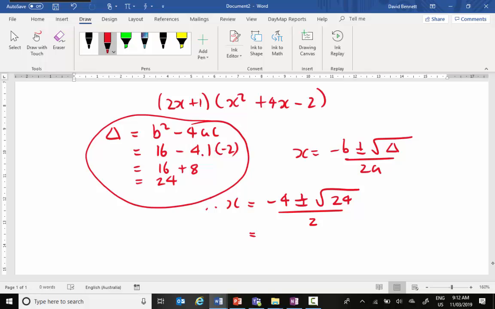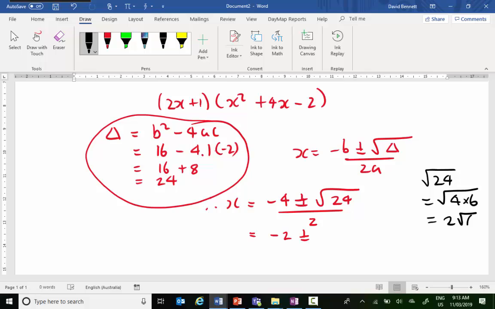So I'm thinking, can I simplify root 24? Yes, I can. 4 and 6, so therefore it's going to be minus 2 plus or minus. Now, this is a little thing that you probably have to realise. So root 24 is equal to the square root of 4 times 6. What's the square root of 4? That's 2, so I can write that as 2 root 6.